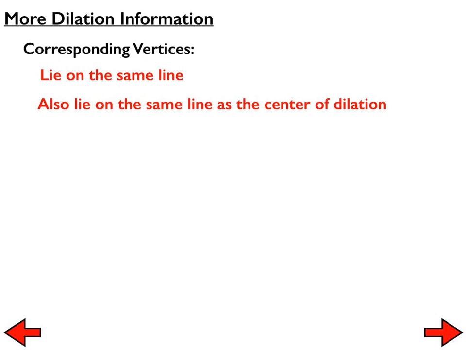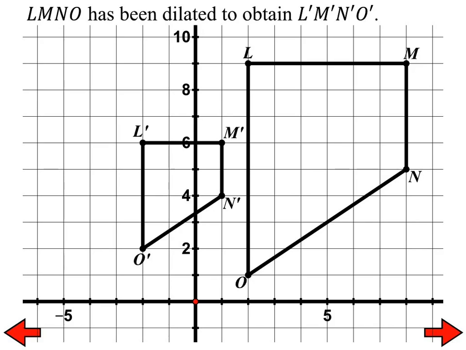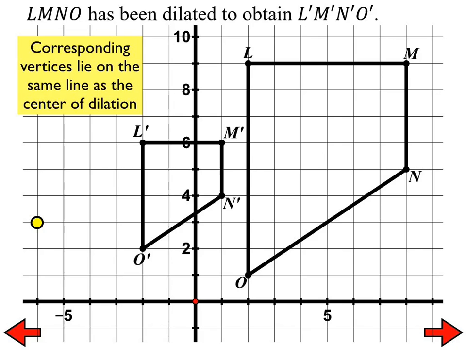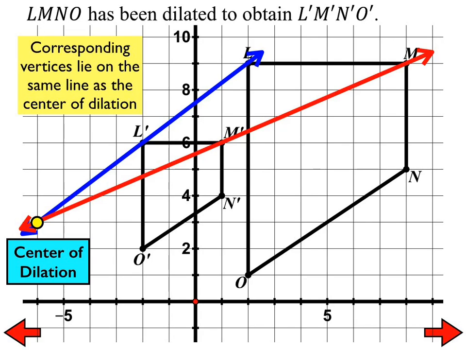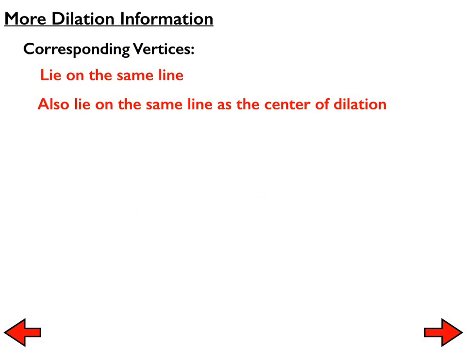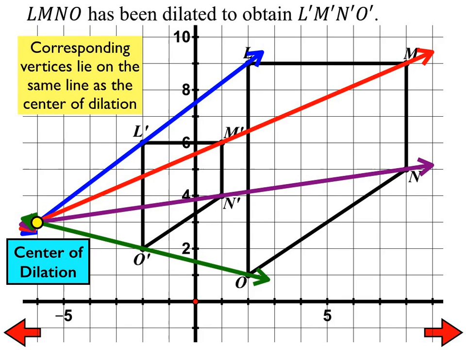Second thing, the corresponding vertices also lie on the same line as the center of dilation. And I'll show you what I mean by that in just a second, so go ahead and add that to your notes. All right, so if we extend those out, like it says, we have L prime to L, and like that, and they're all going to intersect right there. Oops, I went one too far, at -6, 3, and that happens to be the center of dilation. And we're going to utilize that idea today to help us draw other figures, extending lines through the corresponding vertices.